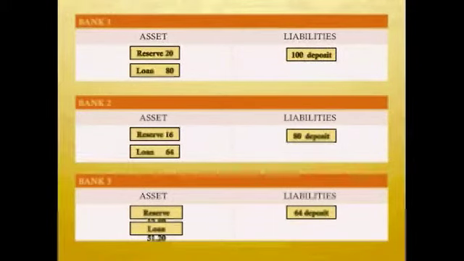Bank 2 now has $80 in deposits and $80 in reserves. Its reserve requirement is also 20%, so it has excess reserve of $64 on which it can make loans.